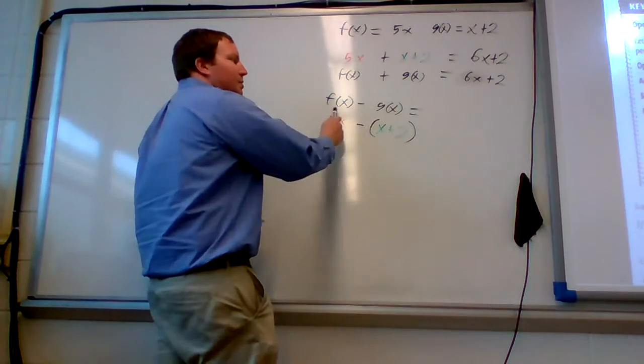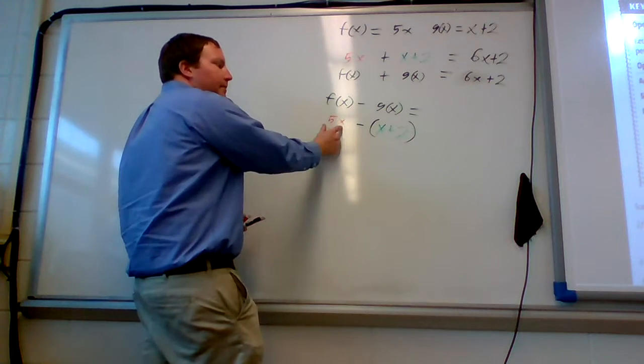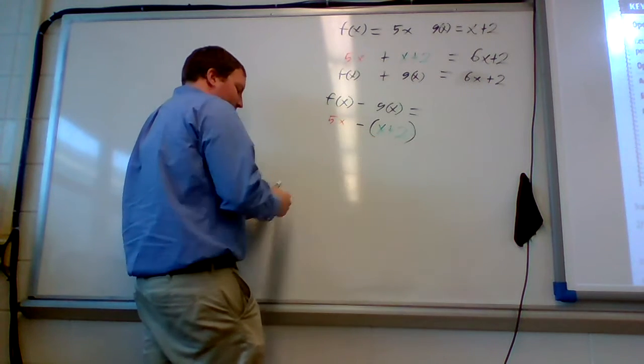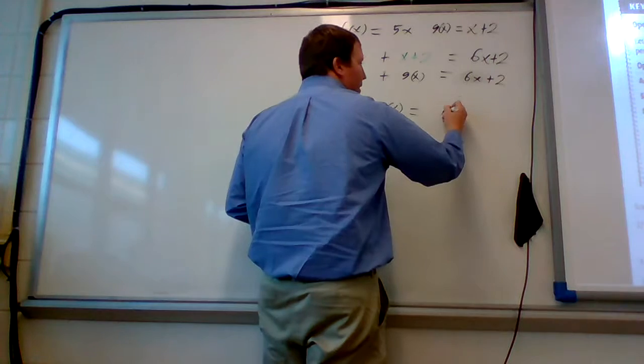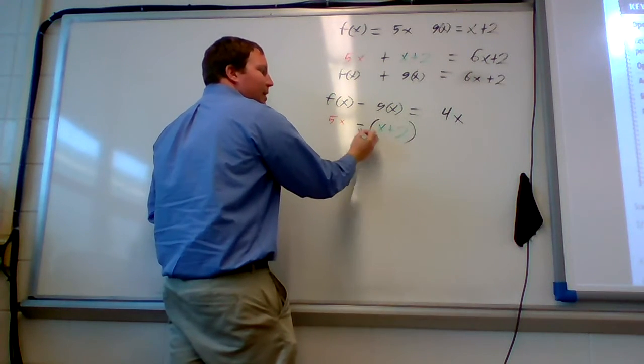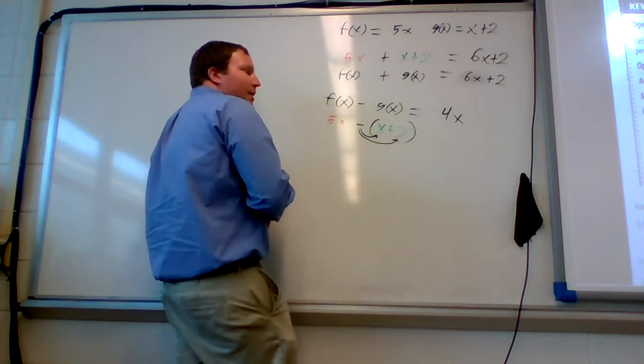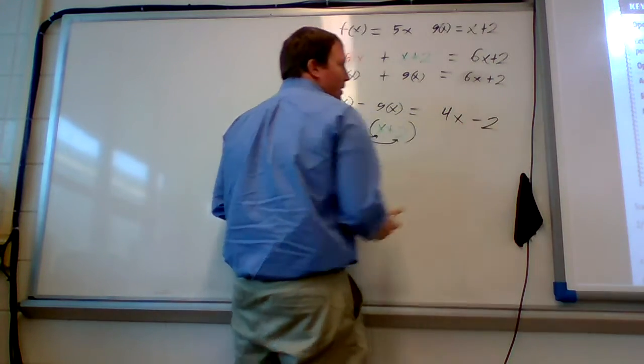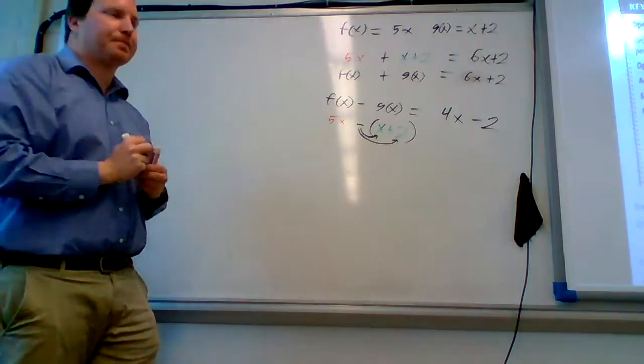So when we subtract the two functions, we've got 5x minus x. That's 4x. Gives us 4x. And then minus a 2. We have to distribute that negative to everything on the inside. So it's negative 2. We get negative 2.